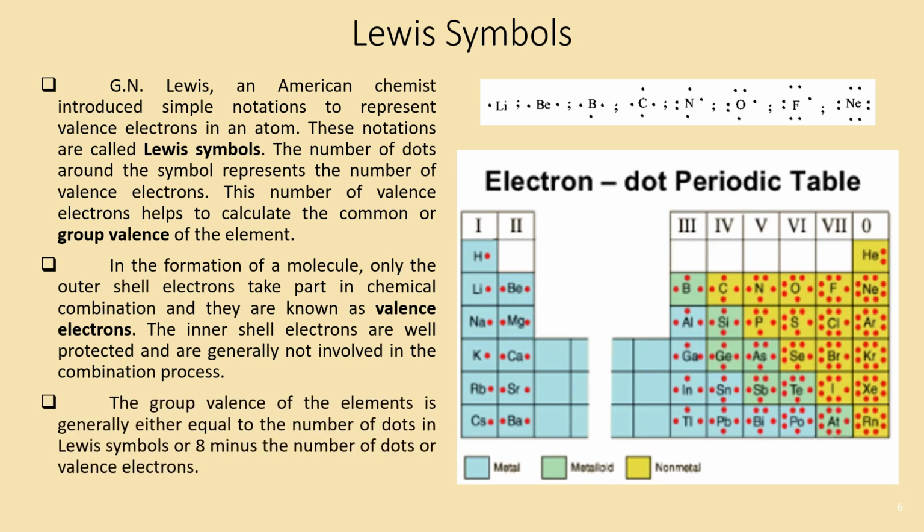The group valence of elements is generally either equal to the number of dots. The valence is equal to the number of dots in the Lewis symbols, or 8 minus number of dots or valence electrons.